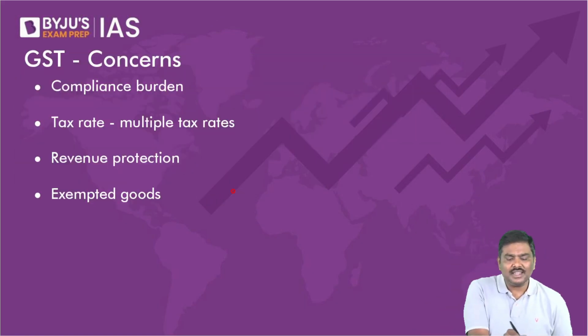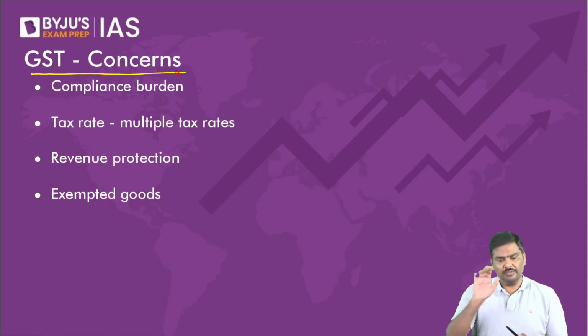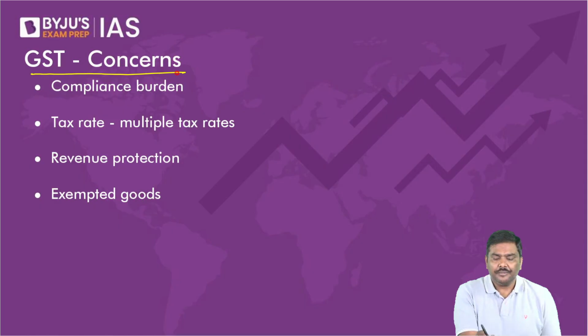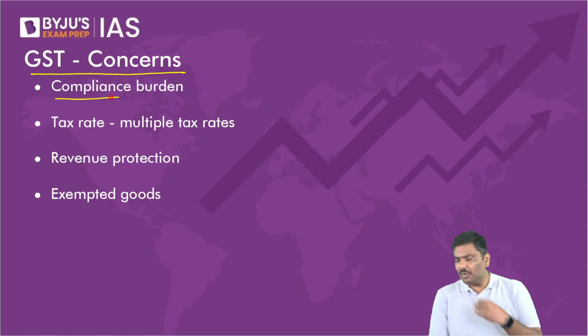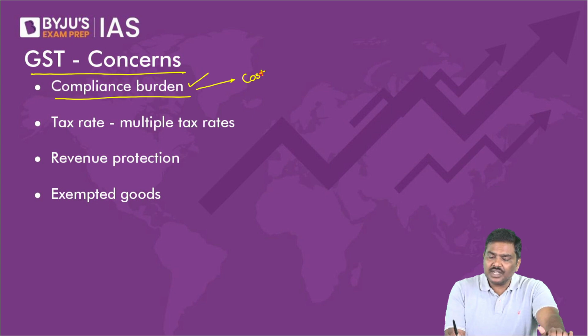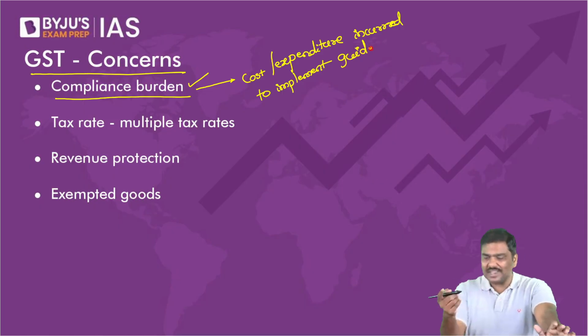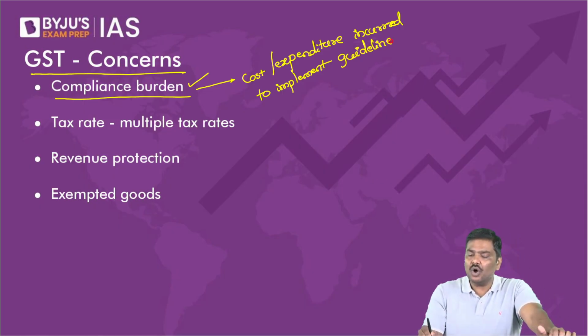That is, what are the concerns related to GST? What are the problems related to GST? Right, first one, compliance burden. Compliance burden. What do you mean by compliance here? Compliance simply means what is the cost or expenditure incurred to implement guidelines or measures? What is the cost or expenditure one must incur to implement guidelines or measures?